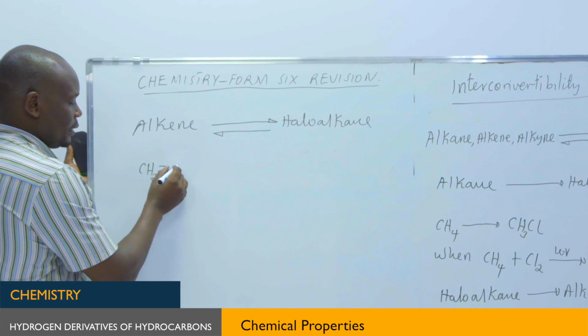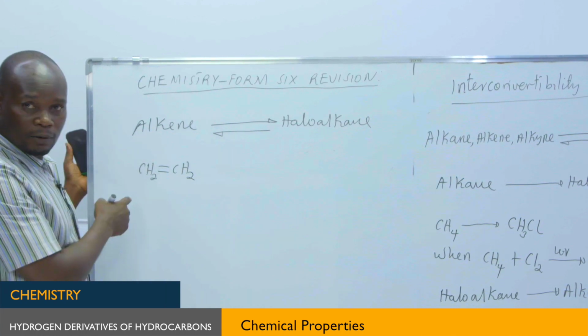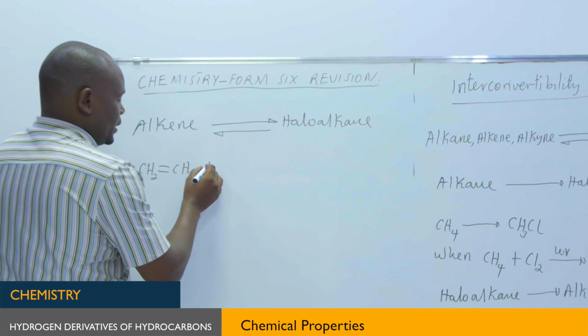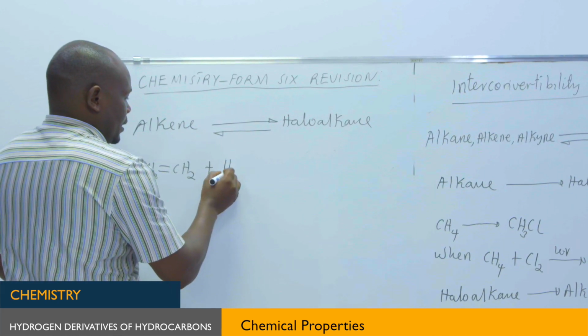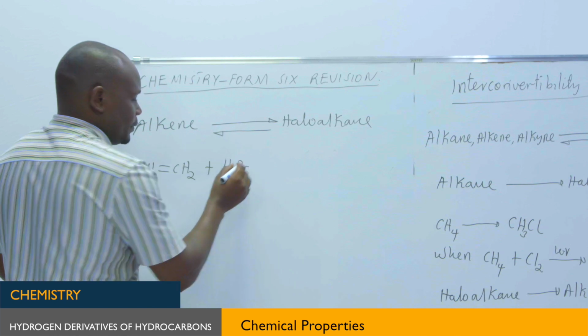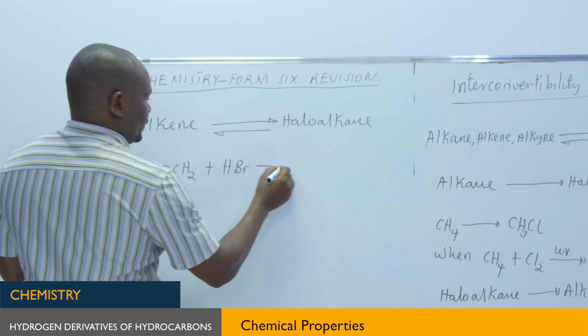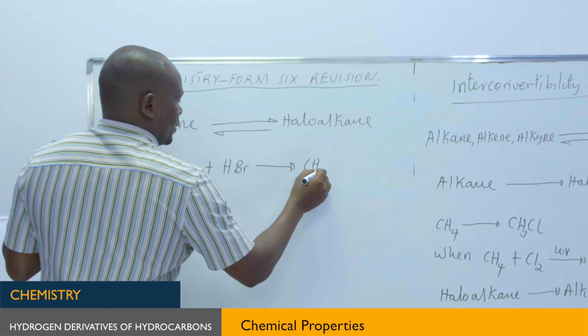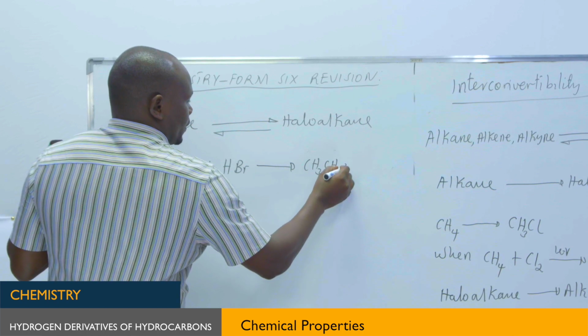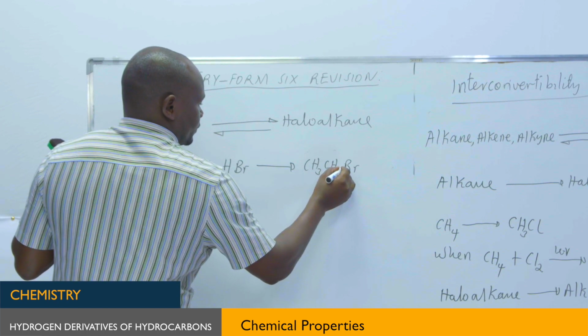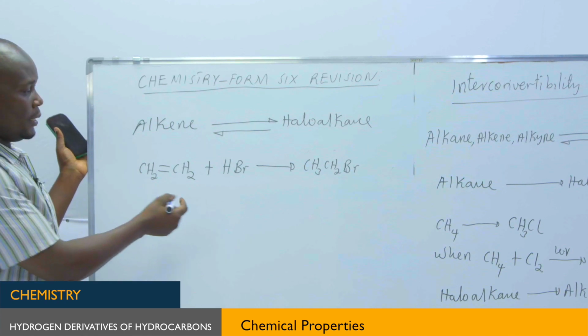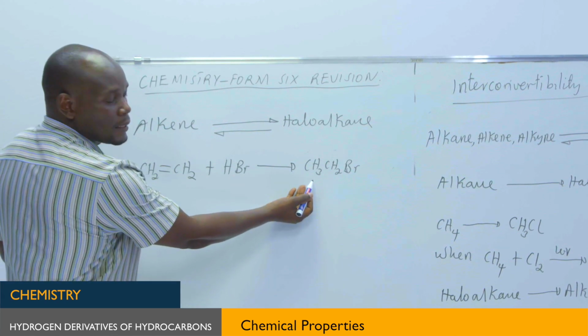CH2=CH2. This is our alkene. When treated with hydrogen bromide, you will end up getting CH3CH2Br. Now this is our haloalkane.